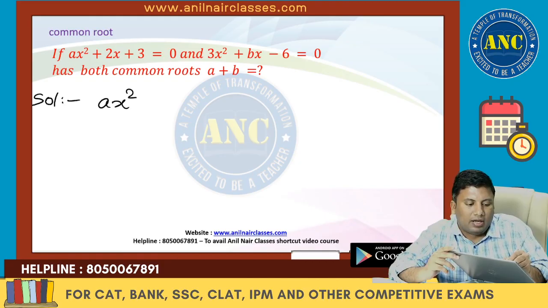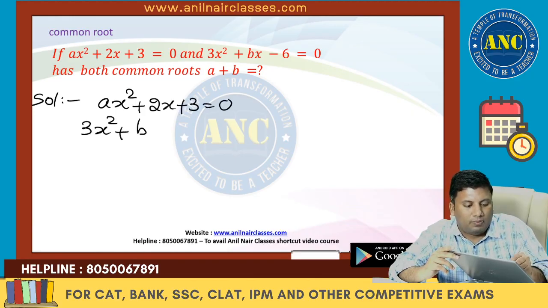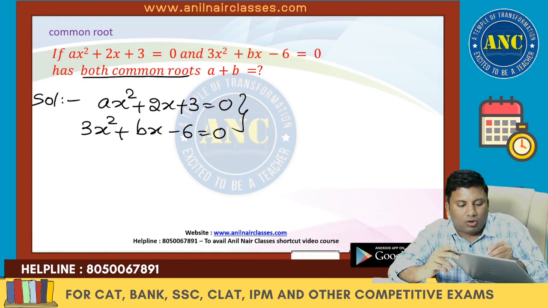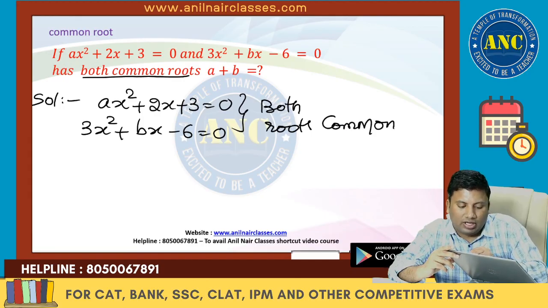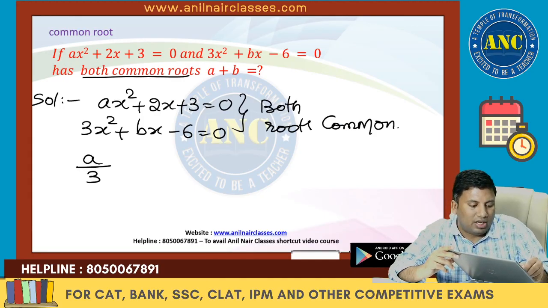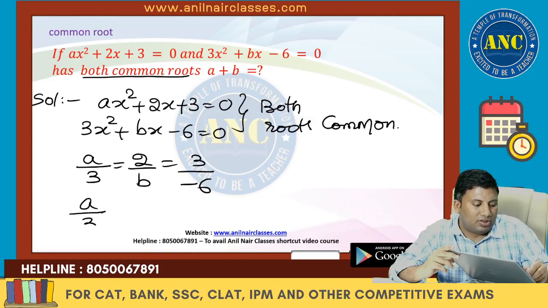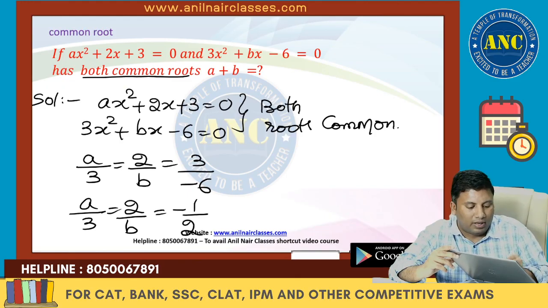ax square plus 2x plus 3 equivalent to 0 and 3x square plus bx minus 6 equivalent to 0 have both the roots common. If both the roots are common, the ratio of the coefficients and the constant should be same. a by 3 equivalent to 2 by b equivalent to 3 by minus 6. a by 3 equivalent to 2 by b equivalent to minus 1 by 2.